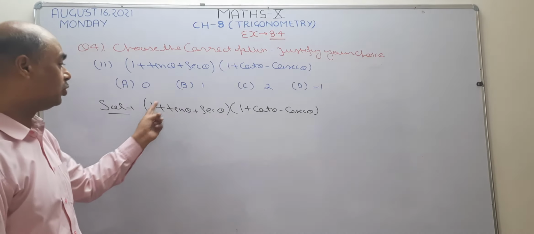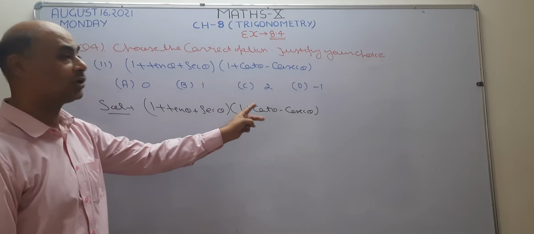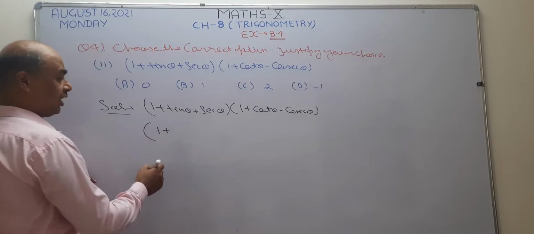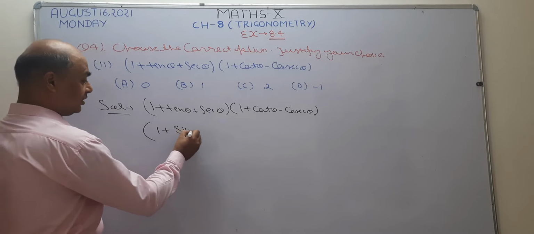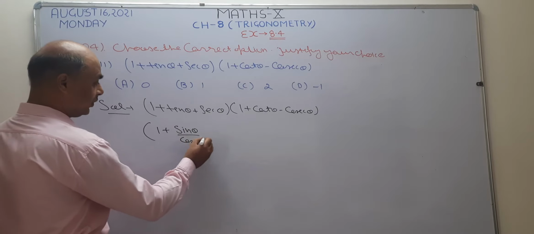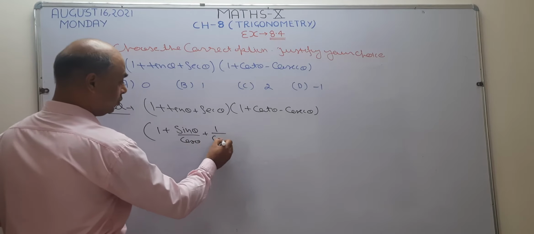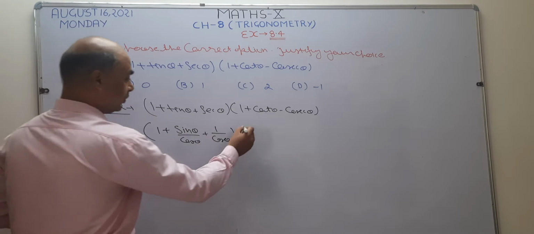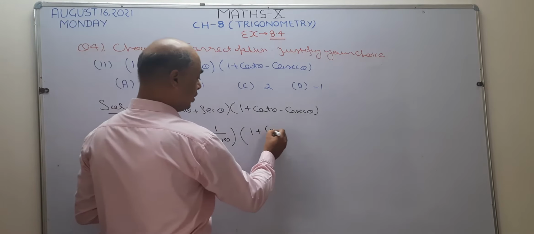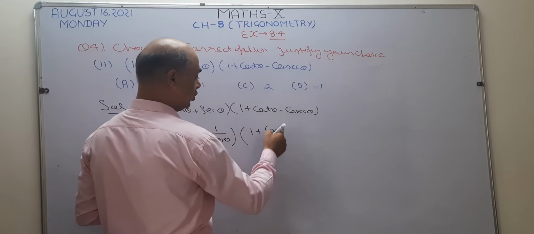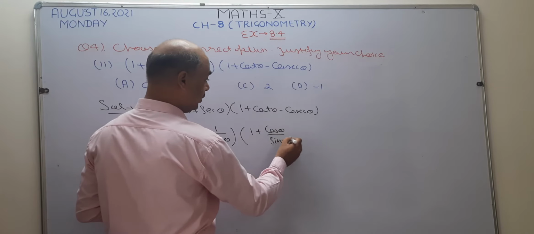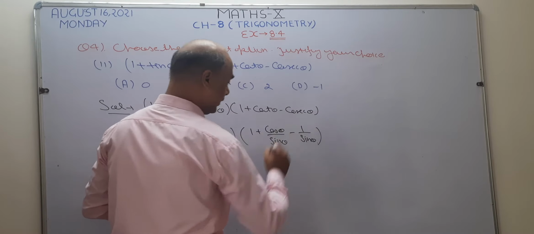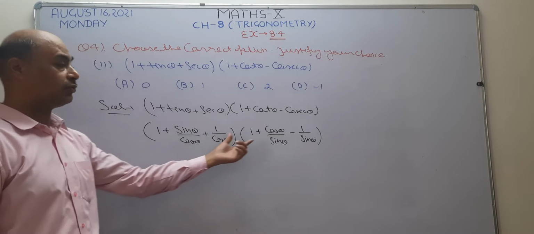In the second step, I want to convert all terms in terms of sine and cos. Now see, 1 is going to remain the same. Tan theta can be written as sin theta by cos theta. Secant is the reciprocal of cos, so secant theta is 1 by cos theta. Cot theta is cos theta by sin theta. And cosec is the reciprocal of sine, so this becomes 1 by sin theta. Now every term is in terms of sine and cos.